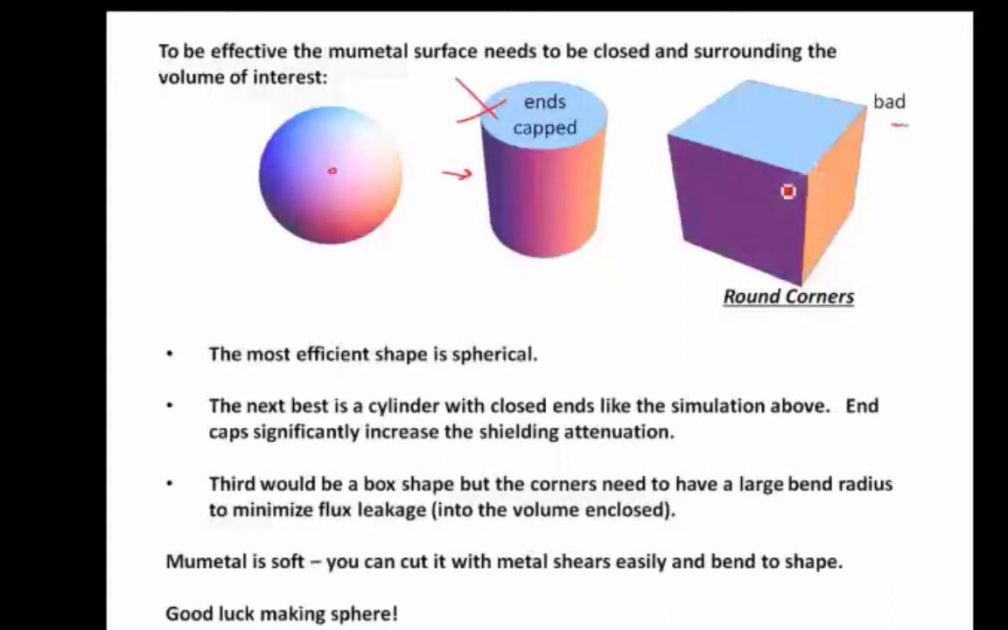So what you'd want to do is build a box with rounded corners. So you'd have to look at the geometry of that, because you really want this thing to have a rounded corner. And the reason for that is that if you have an abrupt change in the angles of the surface, you get flux leakage into the volume. And so that destroys the effect that you're trying to produce.